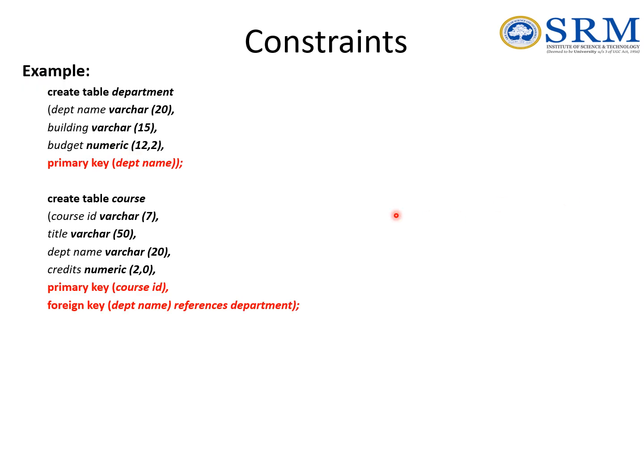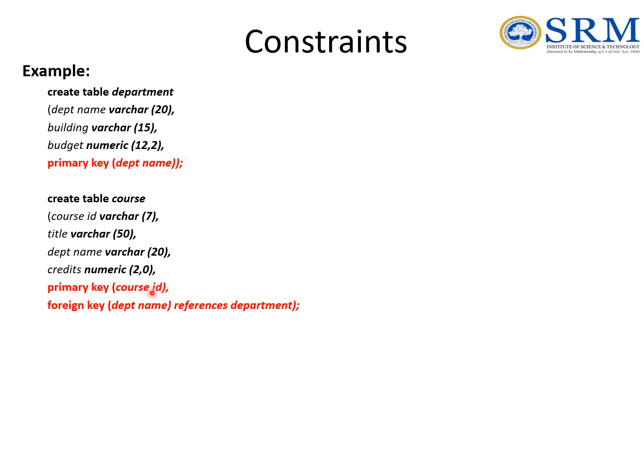This is the example. Create table department: name varchar, building varchar, budget numeric, and primary key department name. So department name is the primary key here. Then creating another table: create table course, course ID varchar, title varchar, department name varchar, credits numeric, and the primary key is course ID. For this table, the primary key is department name, and for this table, the primary key is course ID.